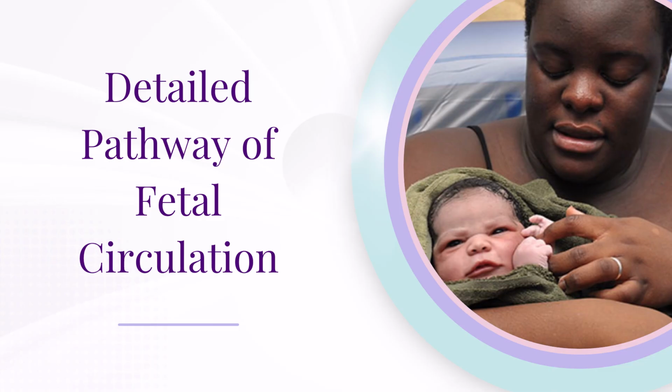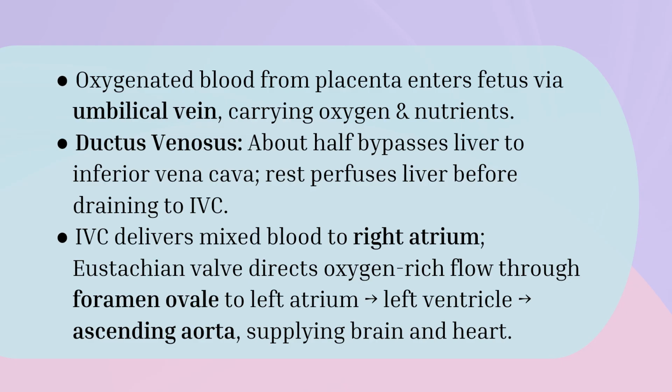Detailed pathway of fetal circulation. Oxygenated blood from the placenta enters the fetus via the umbilical vein, carrying oxygen and nutrients. At the ductus venosus, about half bypasses the liver to the inferior vena cava. The rest perfuses the liver before draining into the IVC. The IVC delivers mixed blood to the right atrium.